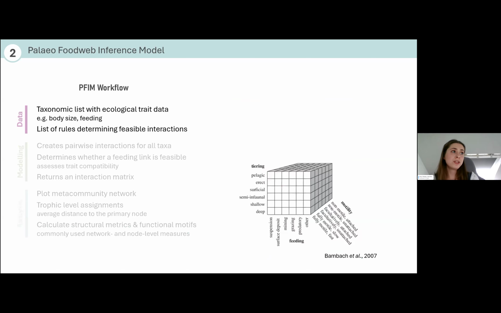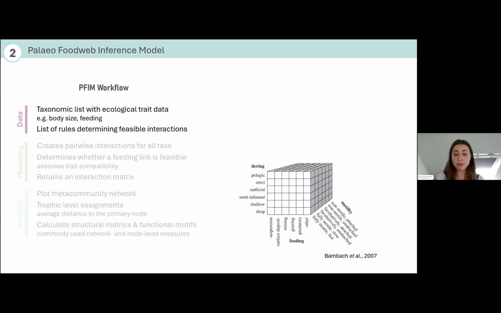So before I go into my food webs, I'm just going to quickly talk about the data part of this workflow in regards to my research. When the model was first designed, it was used for a data set which was predominantly benthic invertebrates. Because of this, they used the Bambach ecospace cube to determine traits. The Bambach ecospace cube has tiering, feeding, and motility. They use this in addition to body size to determine their traits and rules.